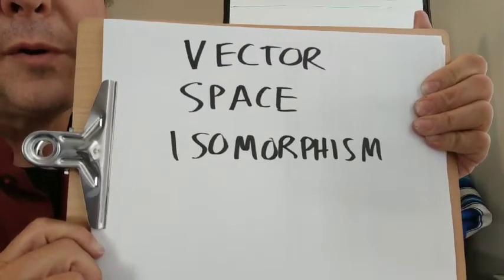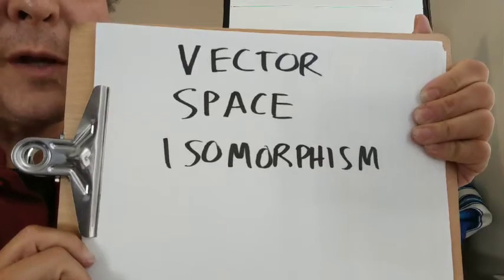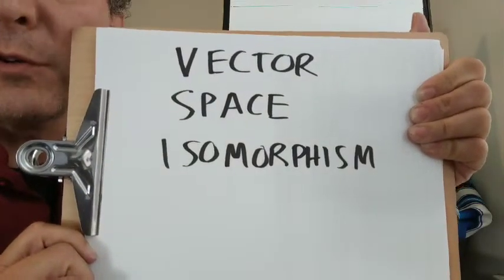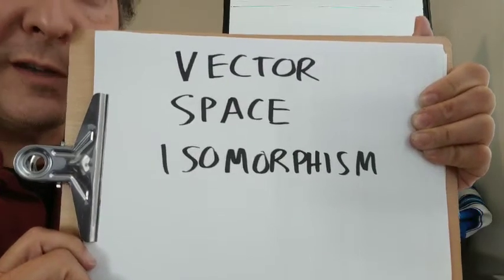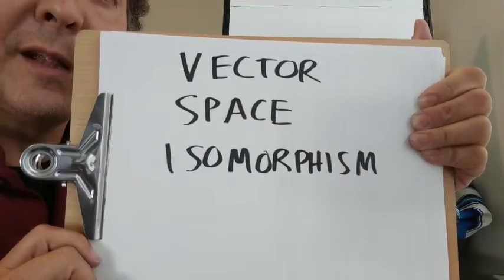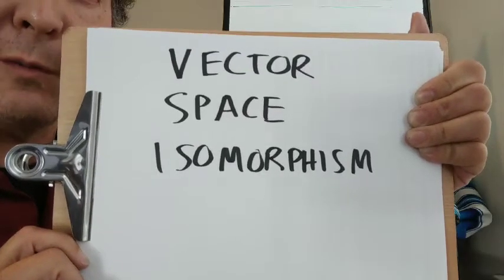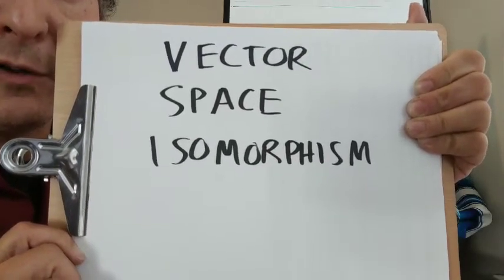Sometimes a linear map from one vector space to another sets up a perfect correspondence between all the vectors in the first space and all the vectors in the second space. When that happens, we call the linear map a vector space isomorphism, and we say that the two spaces are isomorphic. Let's look at that more closely.